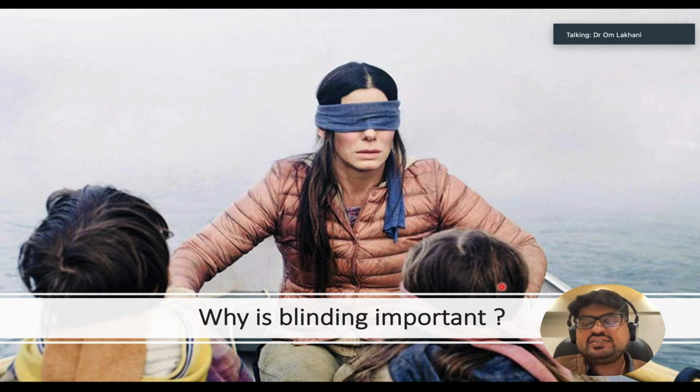If you can recognize, this is Sandra Bullock, in a very famous movie called Bird Box. So why is blinding important, right? You'd always say that I can do everything using a real-time CGM as well. But blinding is important because blinding removes a bias. And what is the bias? If I realize that I have hyperglycemia every day, perhaps I'll start taking corrective measures, but I'll not get the real reason what the problem was.